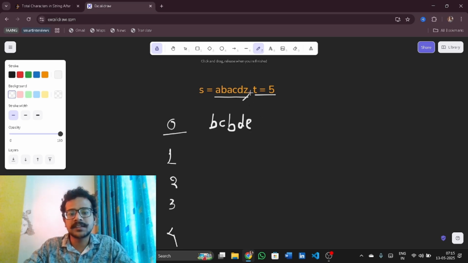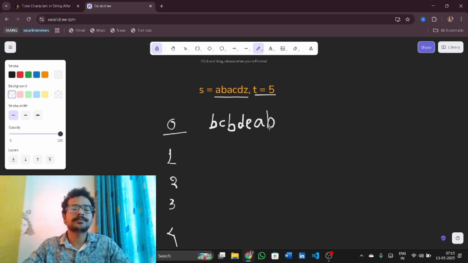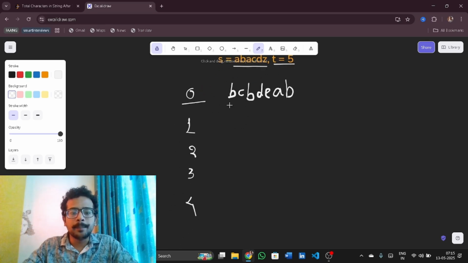Now I got a Z. Here, Z will be transformed to A, B. Now we have B, C, B, D, E, A, B. At the first transformation, B is transformed to C, C to D, B to C, D to E, E to F, A to B, B to C.